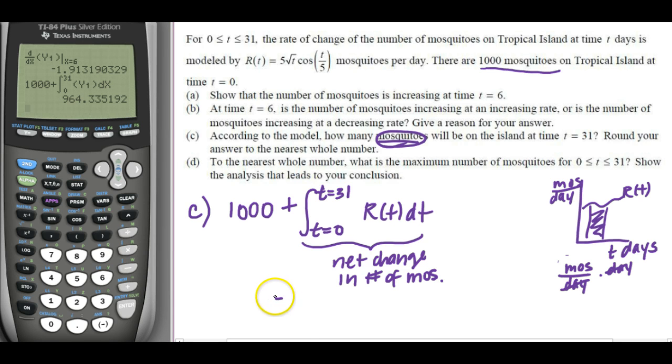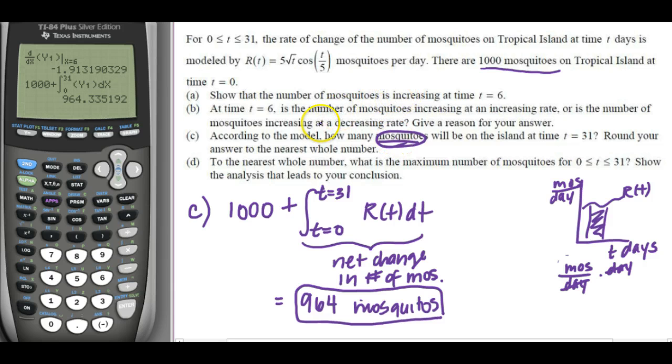So let's go ahead and write that down as our answer. And again, we were allowed to round our answer to the nearest whole number because there's no such thing as 1/3-ish of a mosquito. So we could just say 964 mosquitoes is our answer. So it turns out that over the 31 days, the rate of change of the number of mosquitoes told us that a lot of them were dying out, right? So we started out at 1,000, we added the net change in the number, and we lost 36. So that's what happened during the time frame from 0 to 31 days.